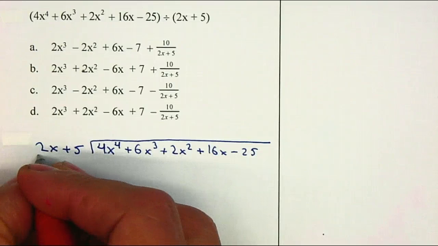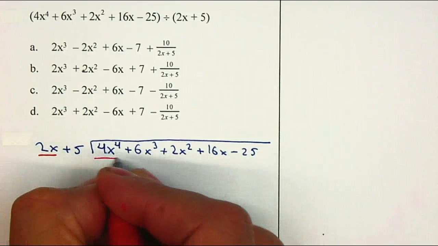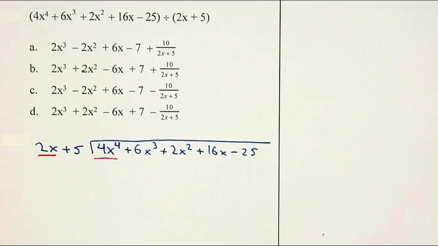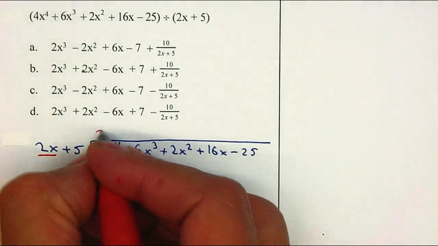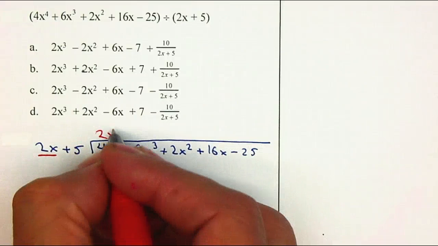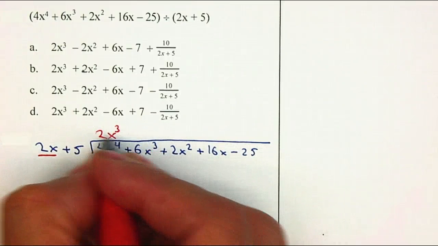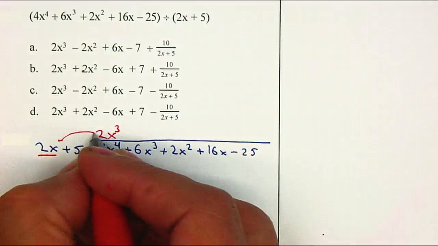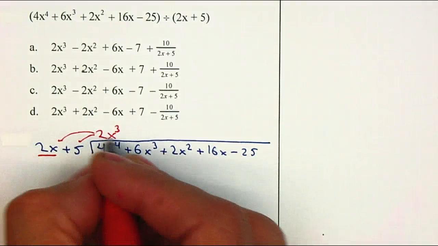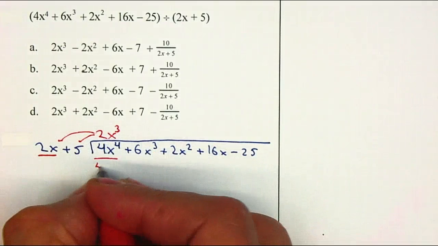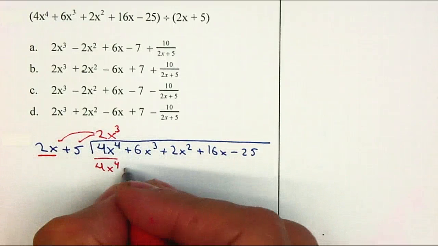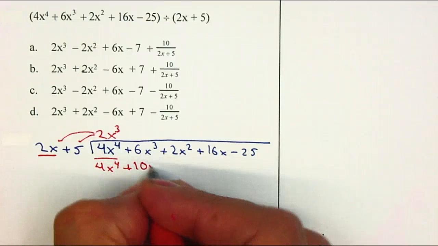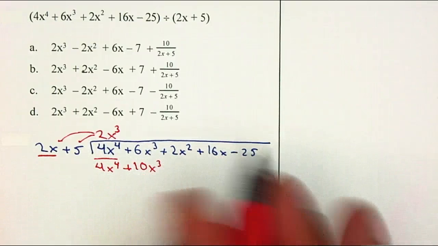We need to find out what do I need to multiply 2x by to get 4x to the 4th. So 2x multiplied by what will give me 4x to the 4th. That'll be 2x to the 3rd power. And now I'm going to multiply it out. 2x to the 3rd times 2x will give me 4x to the 4th. 2x to the 3rd times 5 will give me a positive 10x to the 3rd power.